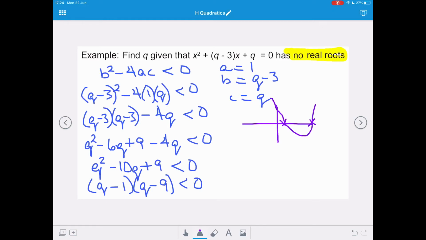So sketching that in, if we want values that are less than 0, so that we have no real roots, then the values are going to be in between 1 and 9. So our solution for q is going to be 1 is less than q, which is less than 9.